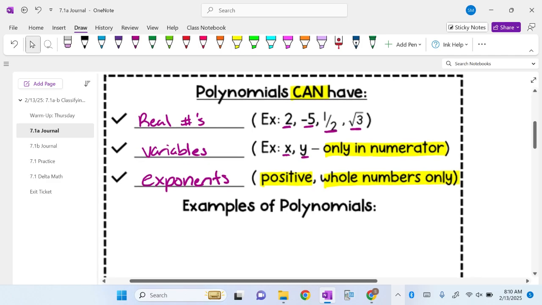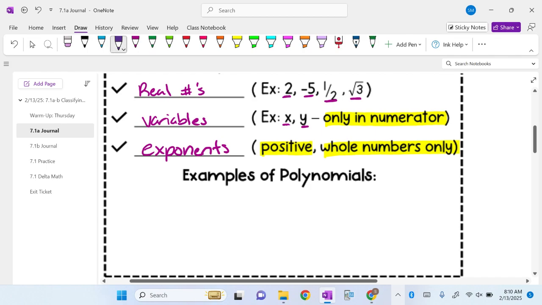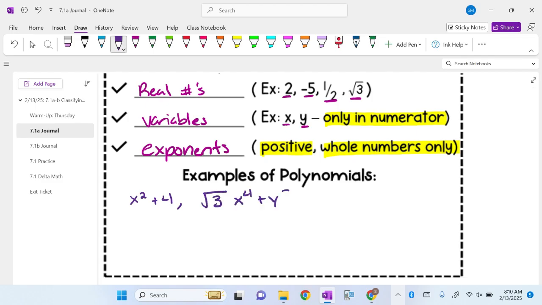Now, some examples of polynomials. Just to name a few, you can have x squared plus 4, the square root of 3 x to the fourth plus y squared, just 8m, and negative 5x squared plus 3x plus 2. Any of those could be considered polynomials because it contains all real numbers. It has variables, but they're only in the numerators. And it has exponents, but they're all positive and they're all whole numbers, so no fractions.